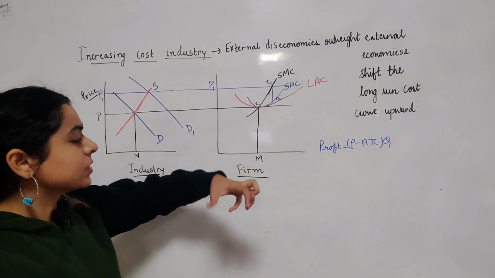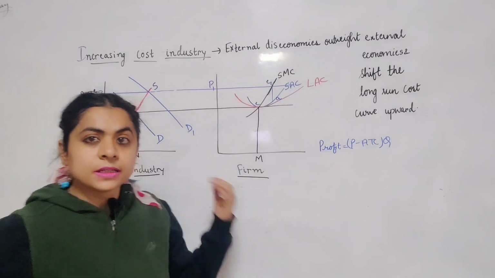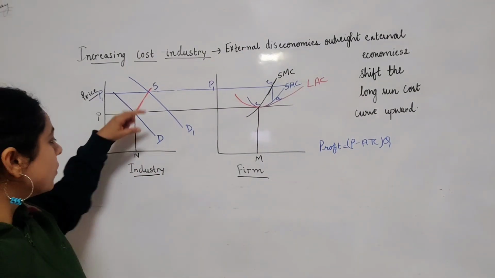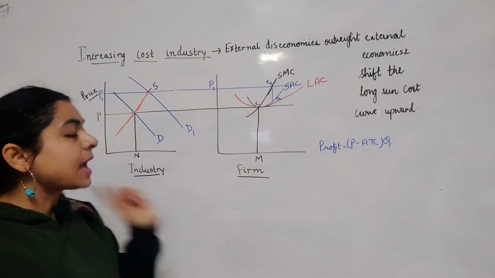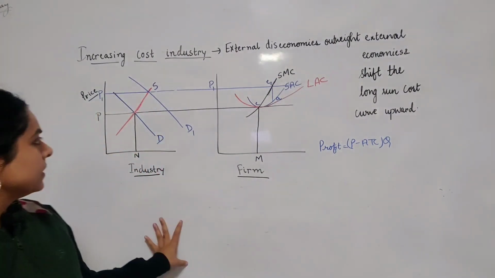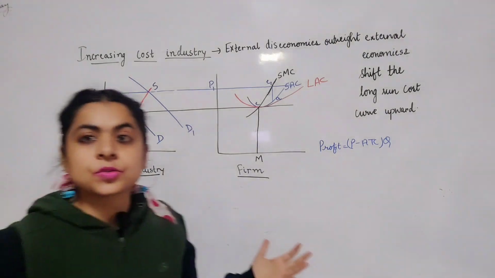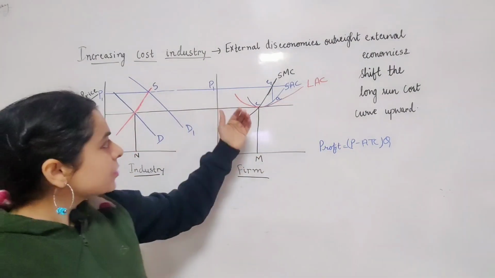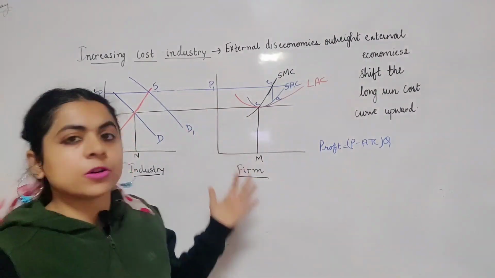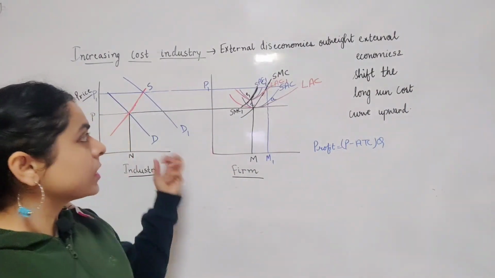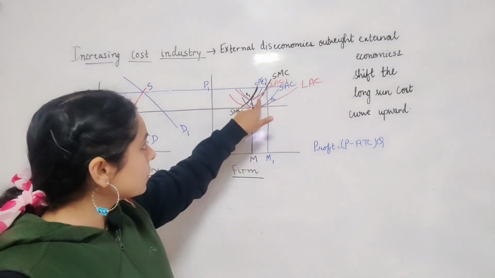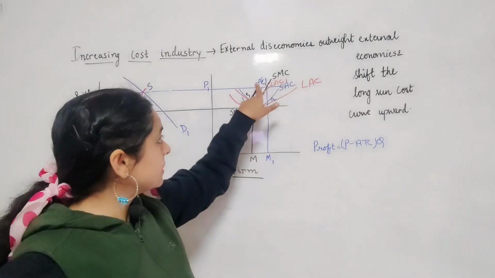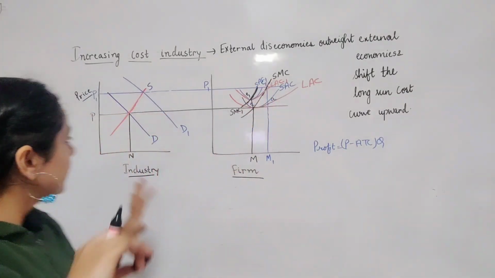They will be attracted by this excess profit in the market, and they will now enter the market, leading to an increase in the overall supply in the market. But at the same time, since this is a case of an increasing cost industry, with the entry of new firms in the market the long run average cost curve will shift upward. So as a result of external diseconomies, the cost curve shifts upward from SAC and LAC to SAC1 and LAC1.